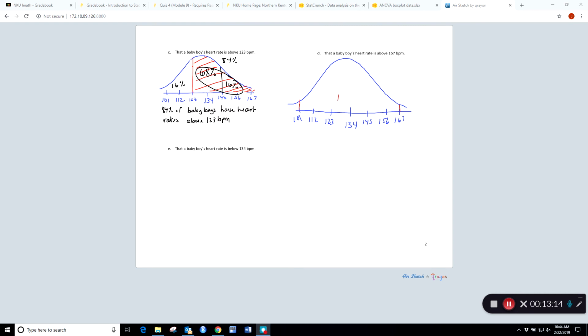Alright, so I know that 99.7% is from here and here. So that means each of these little tiny pieces has only 0.15%. That's the piece I wanted. So then I could say that 0.15% of baby boys have heart rates above 167 beats per minute.